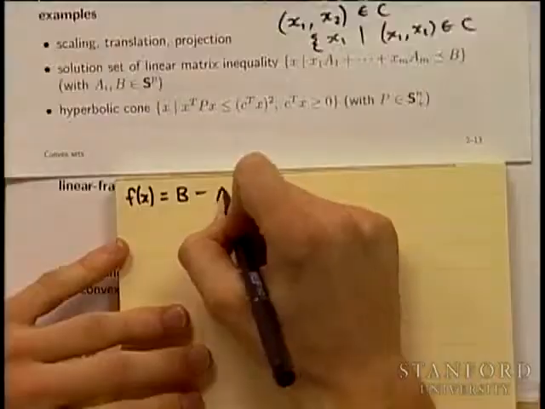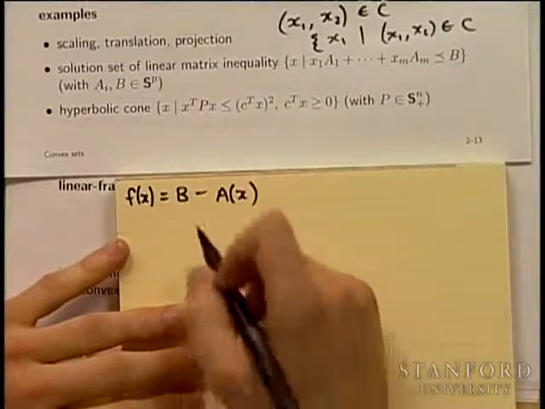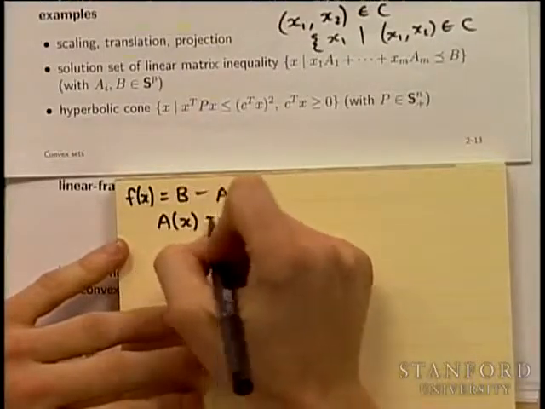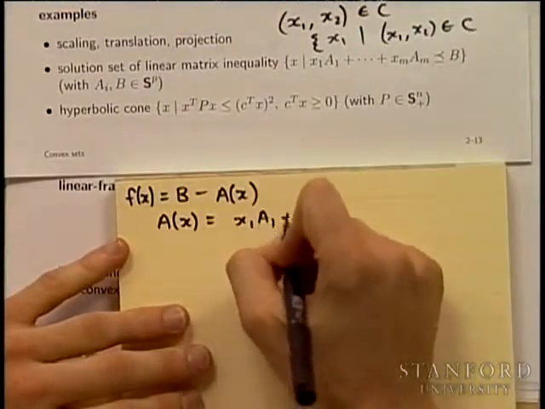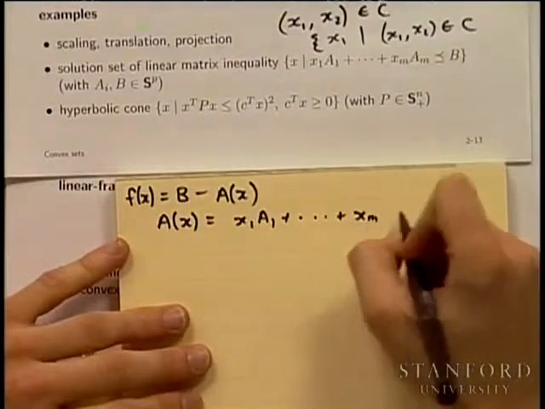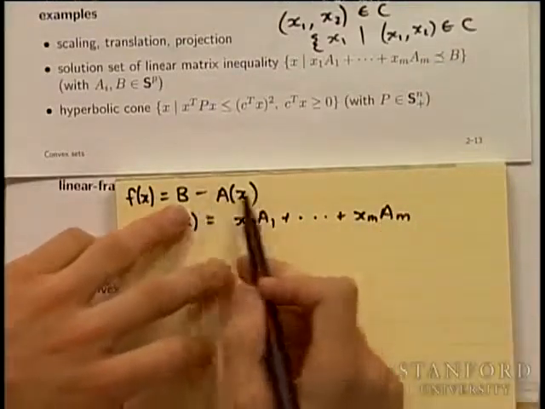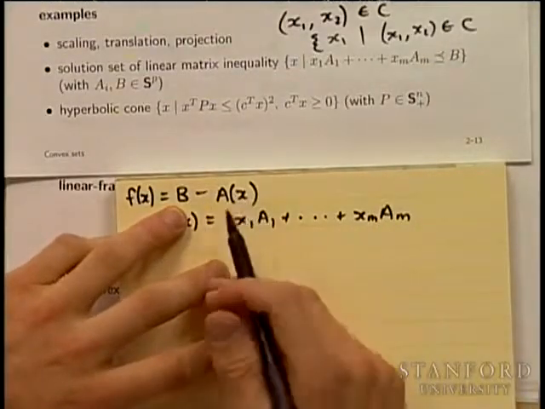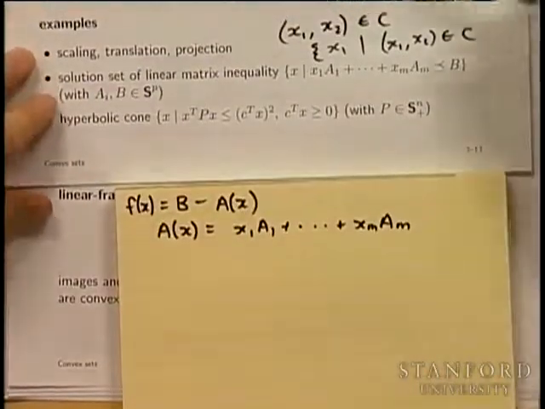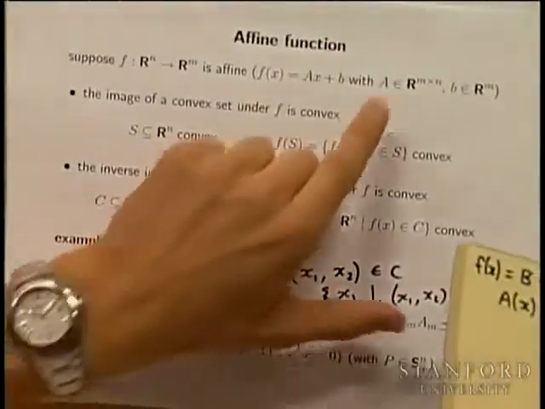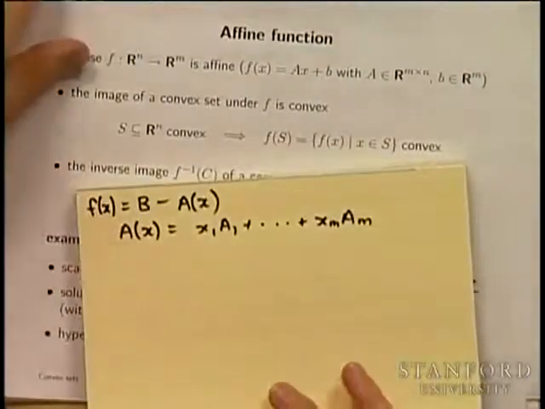If we take the cone, let's make a function f of x, and we'll make it equal to b minus A of x, where A of x is equal to x1 A1 up to xm Am. So this is an affine function, and it needs a little bit of hammering to get it in the same form as we saw above here, but it is an affine function.